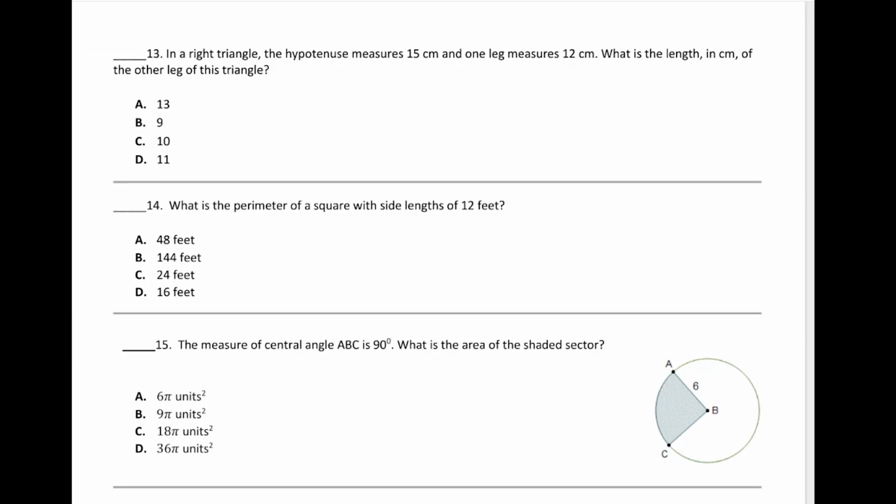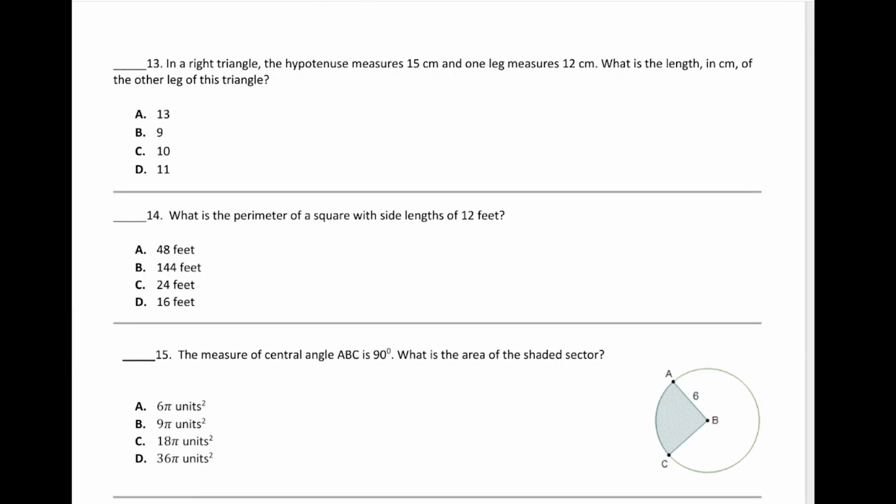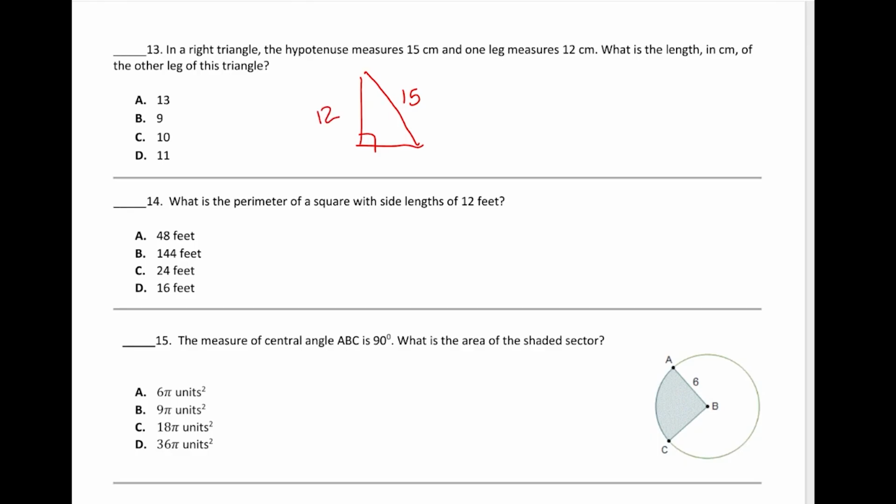On number 13, it says, in a right triangle, the hypotenuse measures 15 and one leg measures 12. What's the length of the other leg? So I'm going to draw out this right triangle. The hypotenuse is 15 centimeters. One of the legs is 12, and so I'm looking for the other one. I'll just call it x for now.